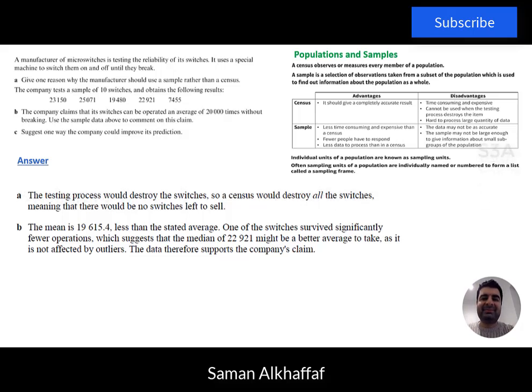So this will be our response for part B, because we're looking at a higher range of above 20,000, and so the 22,000 aligns with what we anticipate in terms of being a better average. And this will be our response for part B. For part C, we need to suggest one way the company could improve its prediction. Now, in this scenario, we will test a larger number of switches to improve the company's prediction. And this will be our answer for this question.